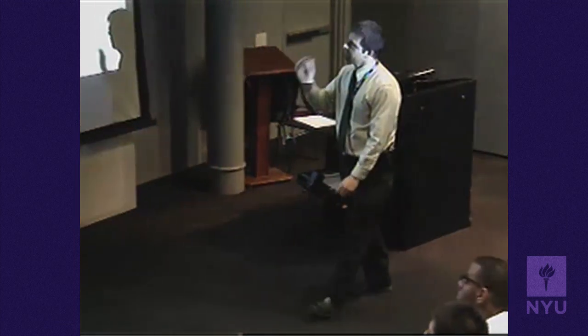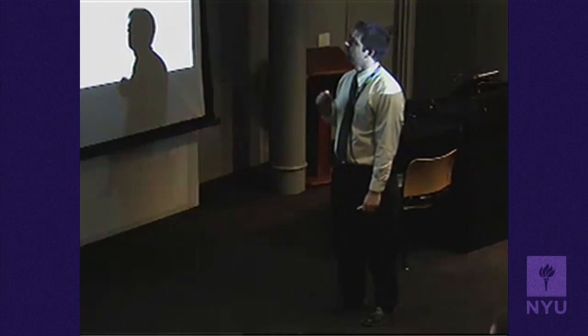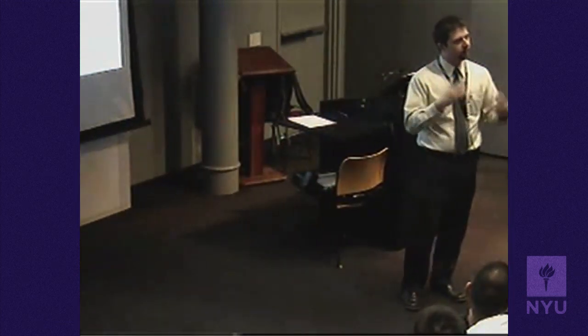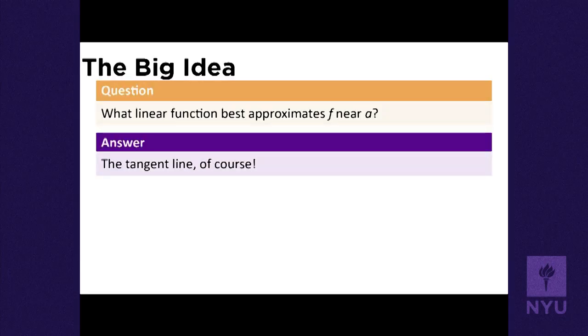The big idea: what linear function best approximates a given function f near a point a? If you have the graph of a function and it's not a nice straight line, what straight line would be the best substitute for the curve near that point? Well, of all of the straight lines that you could use to approximate this function, which one would do it best? The tangent line, of course. It says of course, right?